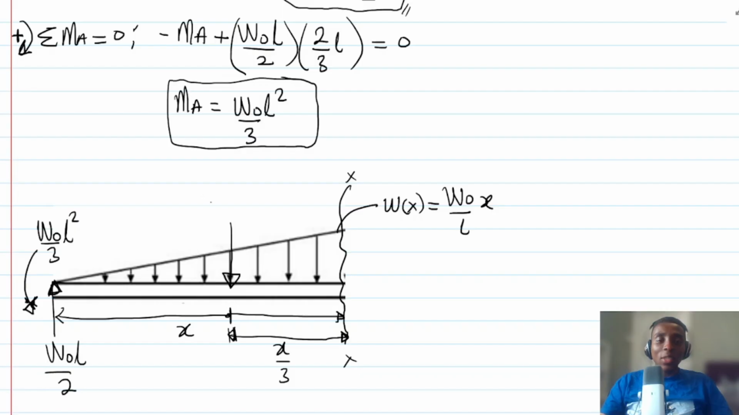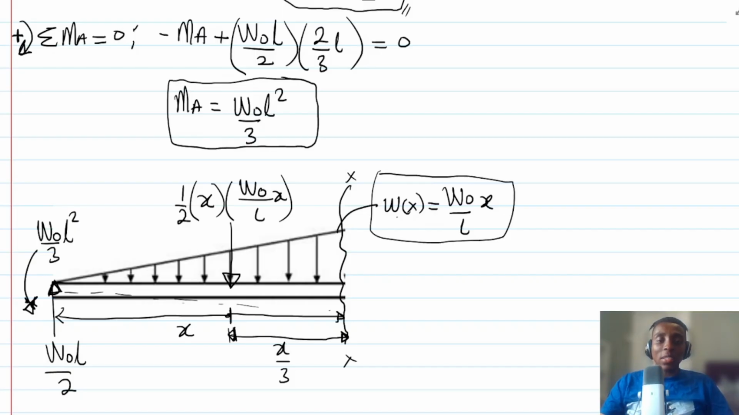So in this case, the load is going to be the area of the triangle, which is half times base times height. So the base is X, and the height is the intensity, isn't it? Which is going to be W naught over L multiplied by X. So don't be confused. All we are trying to say is that the area of this intensity is 1/2 times the base, which is the entire base here, multiplied by the intensity. And this time, because you have taken a portion, this is the intensity of the portion. I hope it makes sense right now.